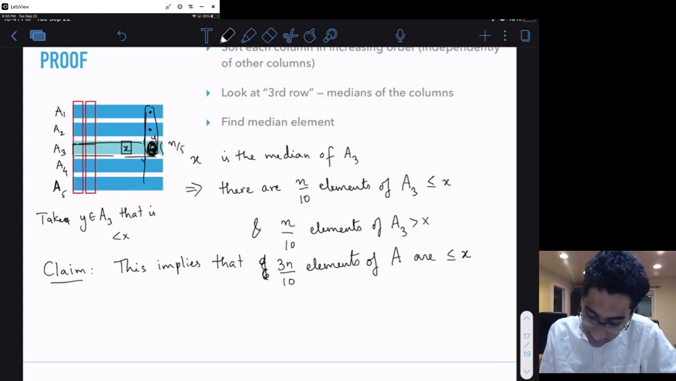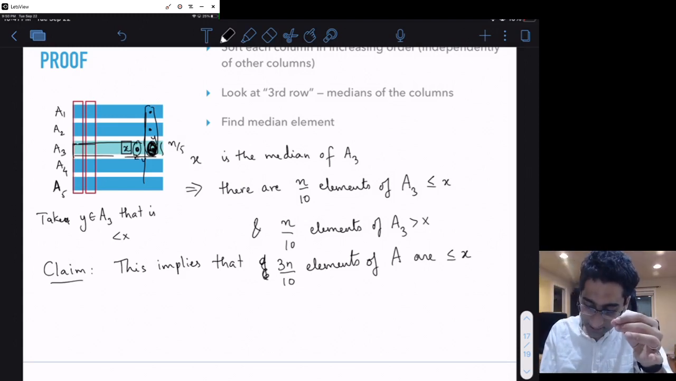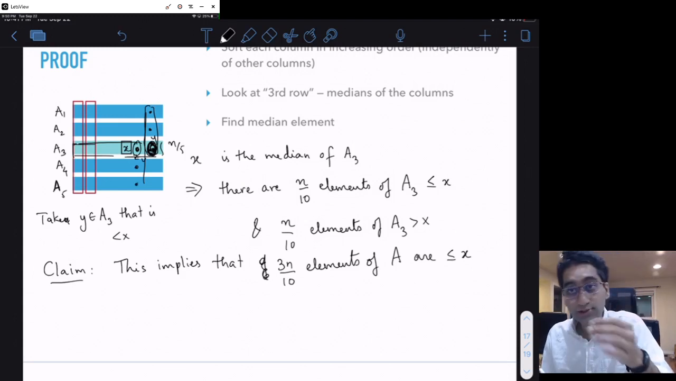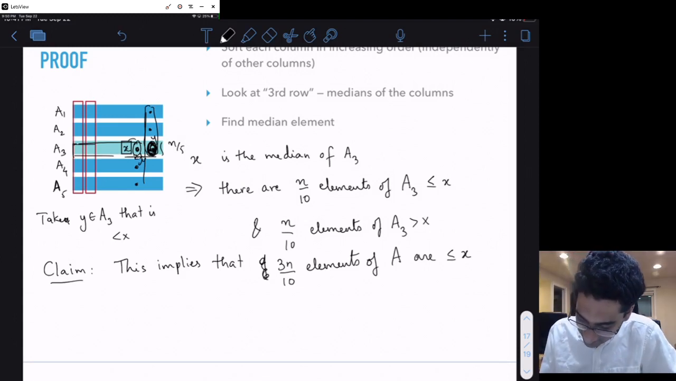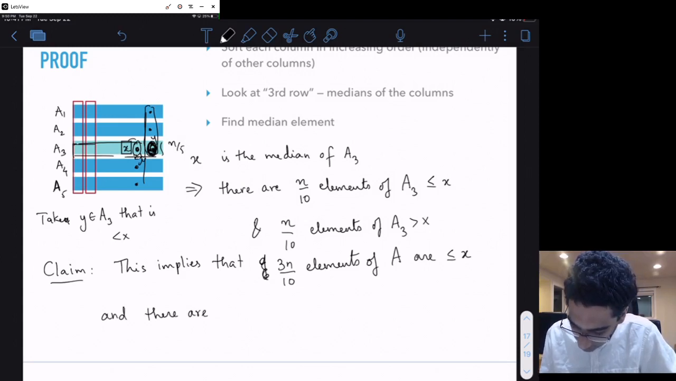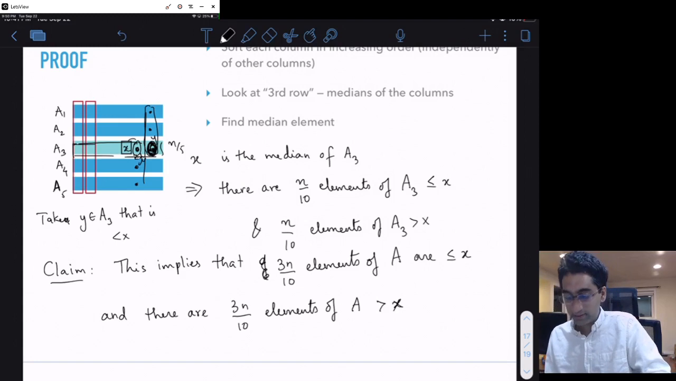Likewise, if I took any z in A3 that is more than x, two elements at the bottom are also more than x, because this is in increasing order. They were bigger than this element and therefore they were bigger than x as well. And that's a very beautiful argument, but also a very simple argument. So what this shows is that there are 3n/10 elements of A more than x.